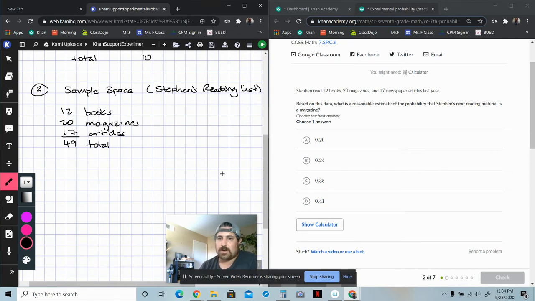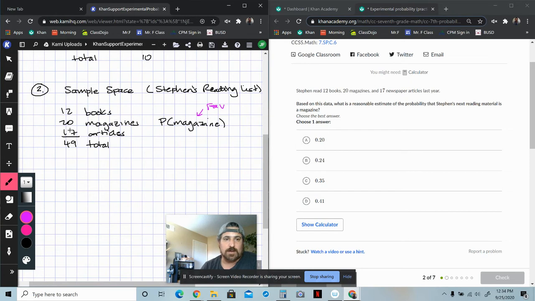All right, it says, based on his data, what is a reasonable estimate of the probability that Stephen's next reading material is going to be a magazine? So they're saying, all right, based on what he read last year, what's the chance that the next thing he reads is going to be a magazine? So that magazine becomes our favorable, right? That's our favorable that we're looking for. And we're going to put that out of the total possible.